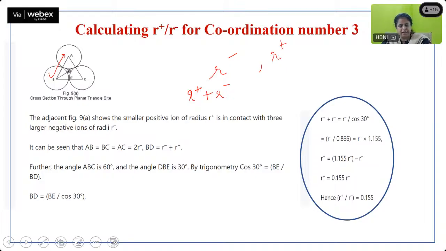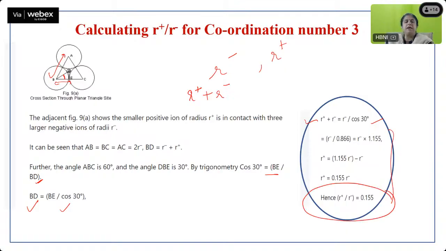So by trigonometry, cos 30 is BE by the perpendicular D, that is BD. Which means BD is equal to BE by cos theta. What is BD? It is R plus plus R minus, which is equal to R minus by cos theta. And by simple maths, you reach this value: R plus by R minus is equal to 0.55. Very simple. You simply have to start correctly.